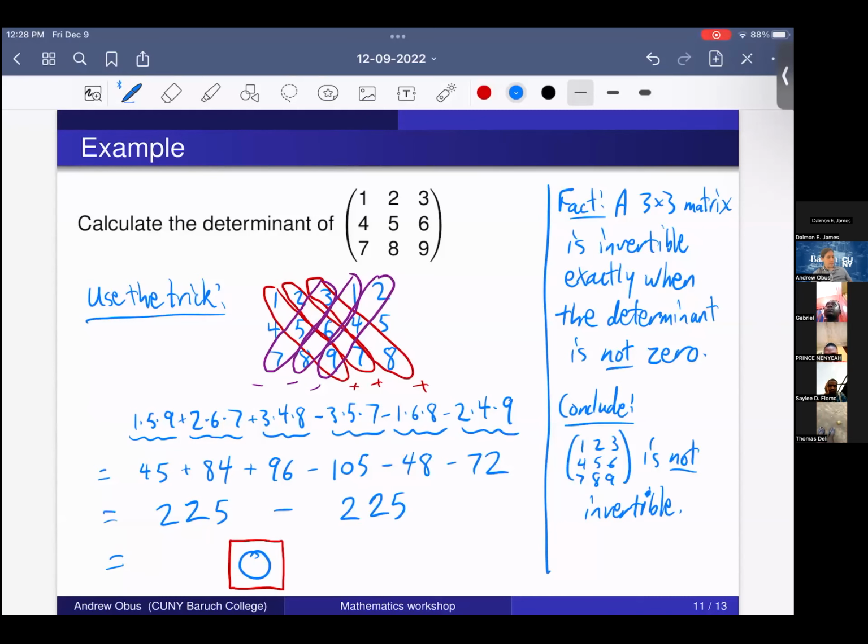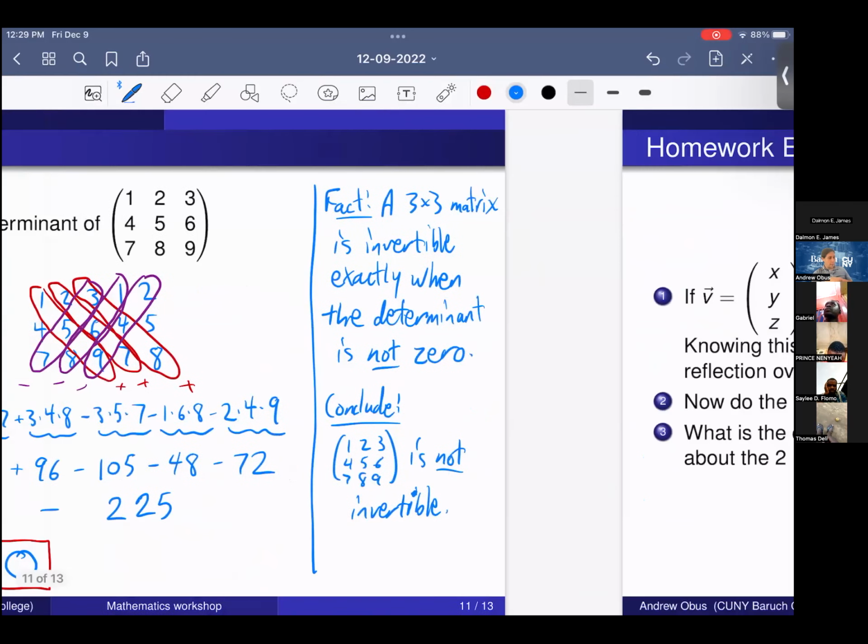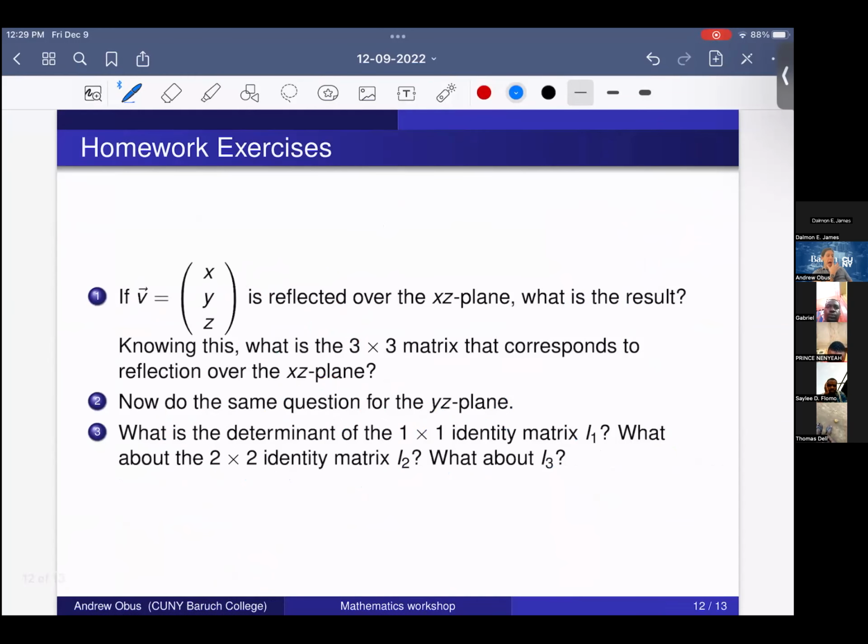So are there any questions on this example? Okay, so all right, so that's good for the new material for today.